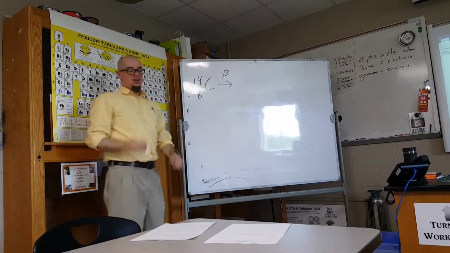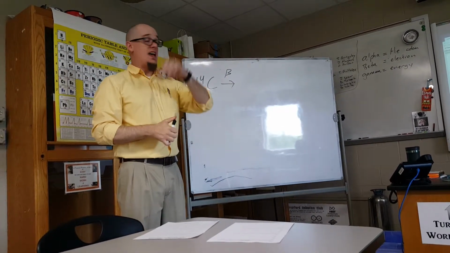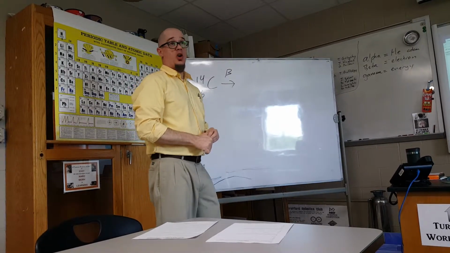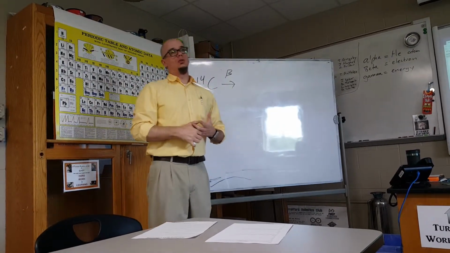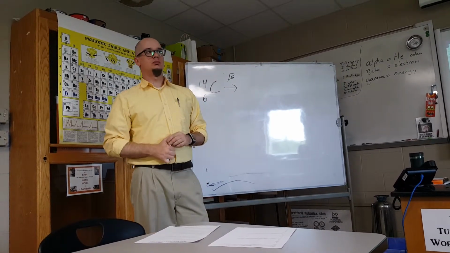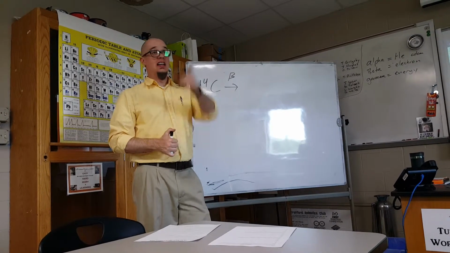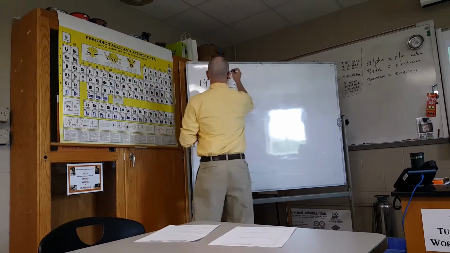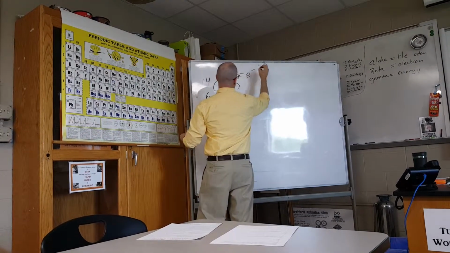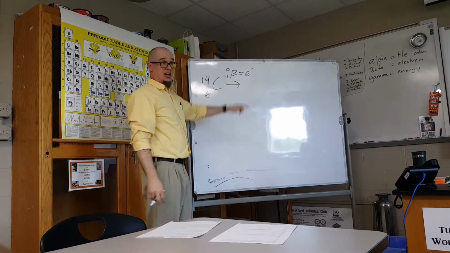Does anyone remember what a beta particle is? It is negative. Does it have mass? No mass. So what subatomic particle would a beta particle be if it has a negative charge and no mass? It's not a proton. Protons are positive. Electron, exactly. So that is 0, -1. It's also an electron. So this carbon is about to spit out an electron.